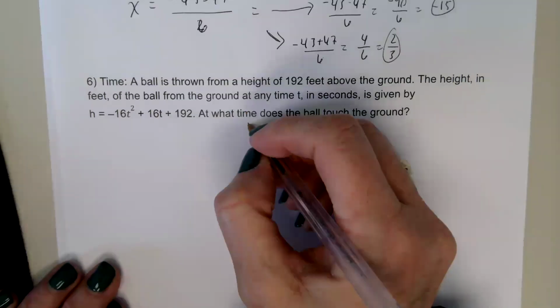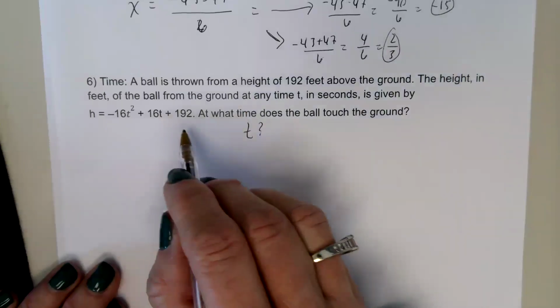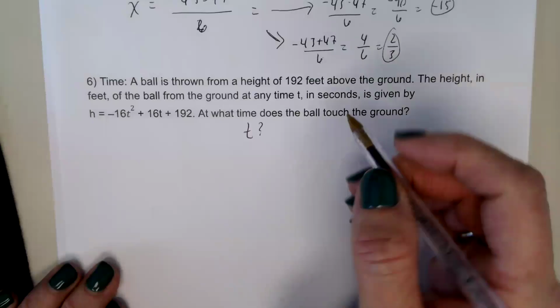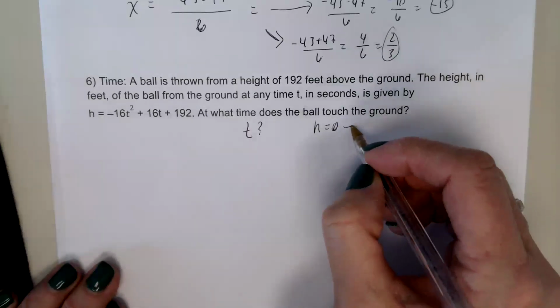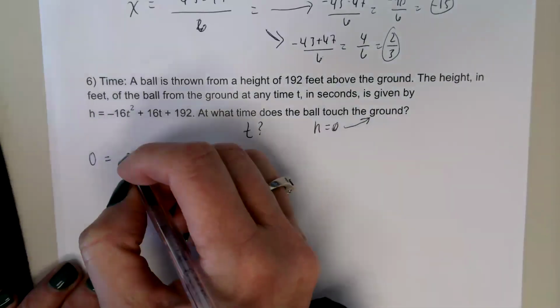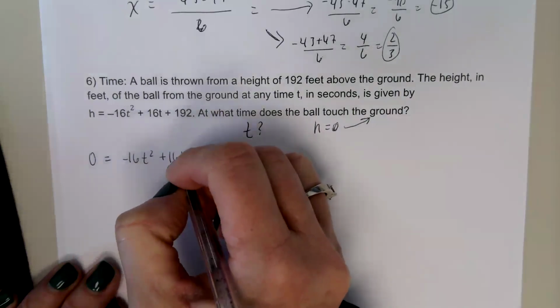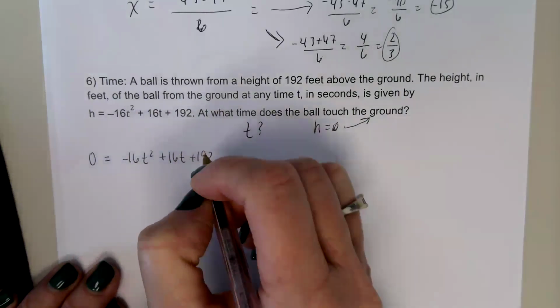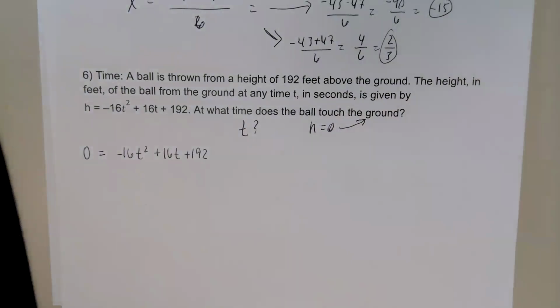So we're asking to find t. We want to solve for t when the ball touches the ground. That means the height is going to be 0 when the ball touches the ground. So we're going to put 0 in for h and solve for t.